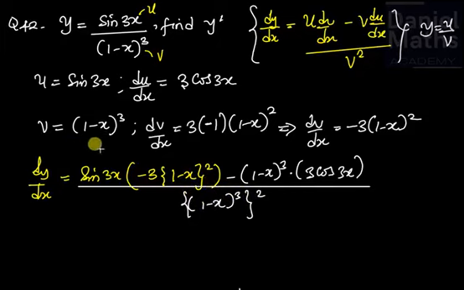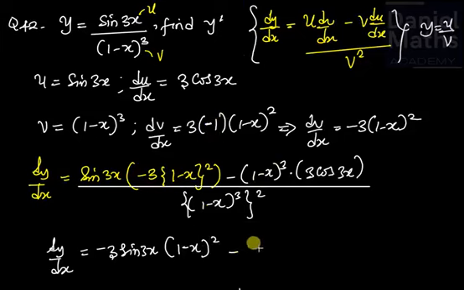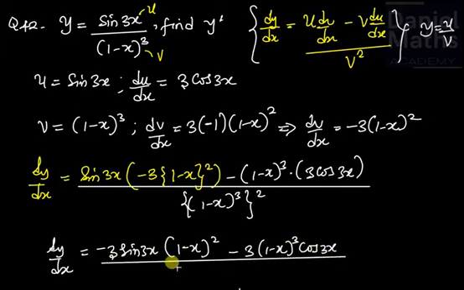Now dy over dx is equal to, if we open up this bracket, minus 3 sine 3x into 1 minus x raised to power 2, then minus, basically in the second part of this equation, 3 into 1 minus x raised to power 3 into cos 3x, and all of this is divided by 1 minus x raised to power 3, and all of this is raised to power of 2. Alright, so let's take this to the next page.